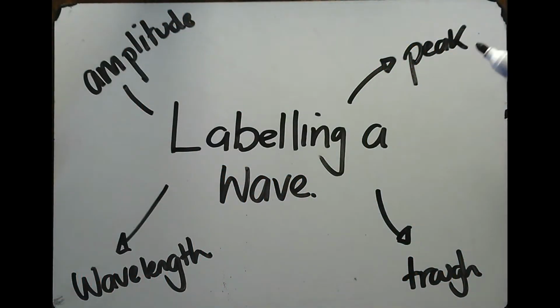So we're going to start by looking at the peaks and the troughs. Before we do that, I'm going to have to draw a wave. In the last video, we talked about what a wave was, and we said a wave is produced when an object oscillates. That means moves forwards and backwards.